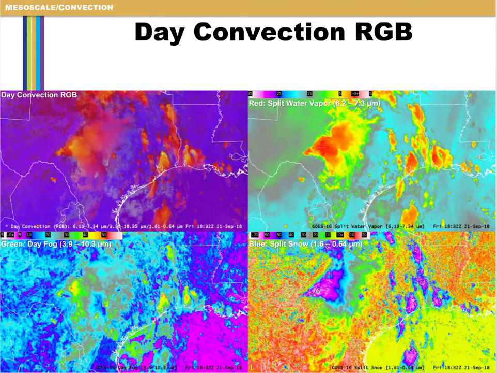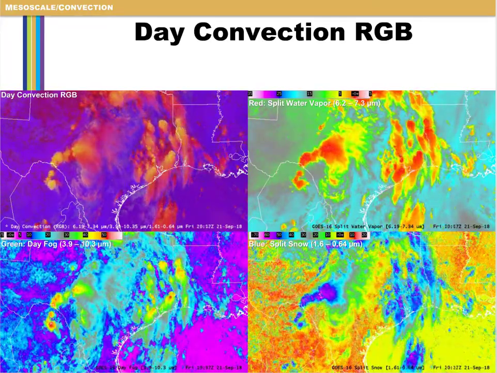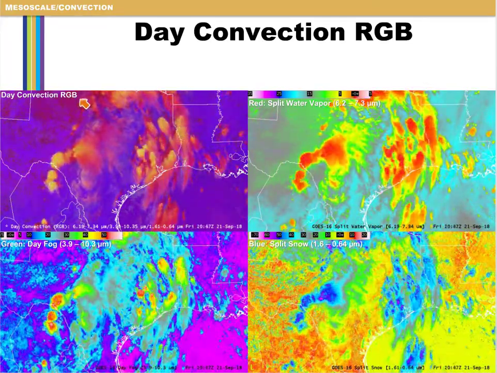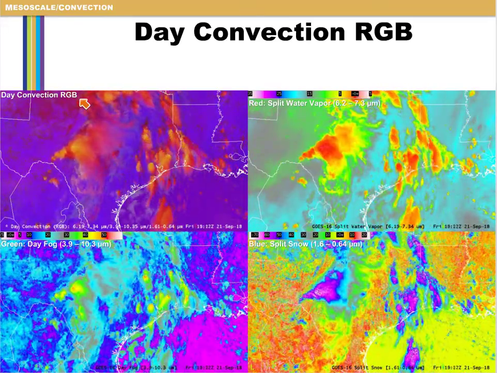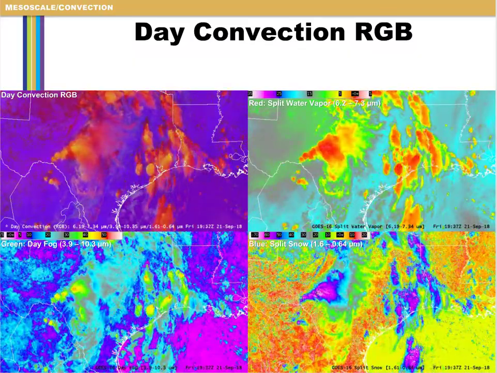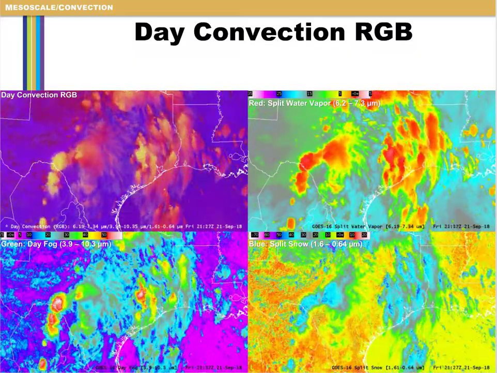One of the more useful RGB products for analyzing discrete storms during daytime hours is the day convection RGB. The RGB is useful in identifying where more intense convection is located, as well as differentiating between young and older convection.